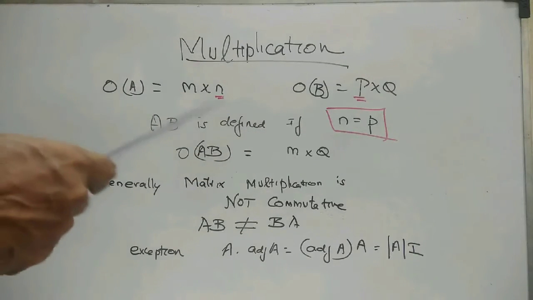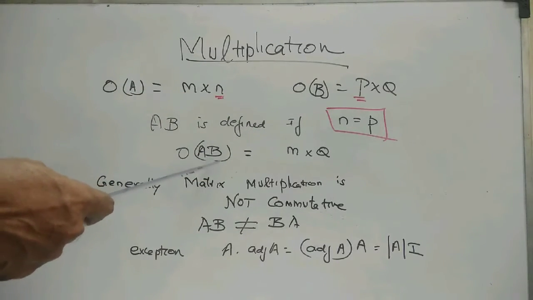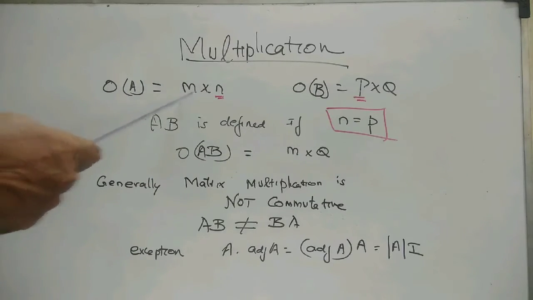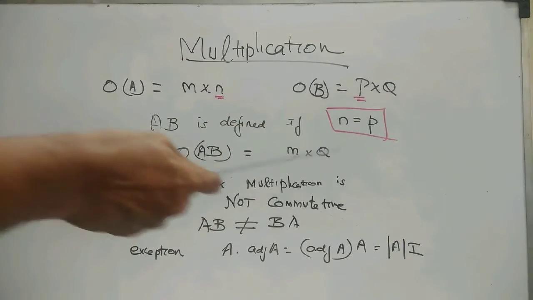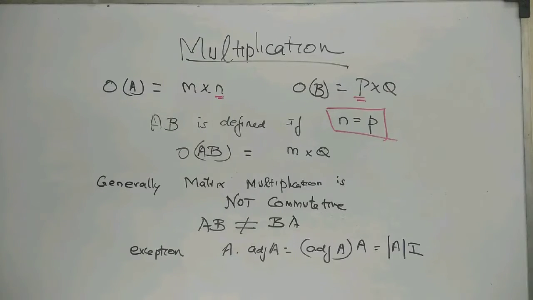In that case, what will be the order of the resulting matrix? Say the order of AB, the resulting matrix: what is left out? M rows, and here Q. Therefore, M into Q. M by Q will be the order.